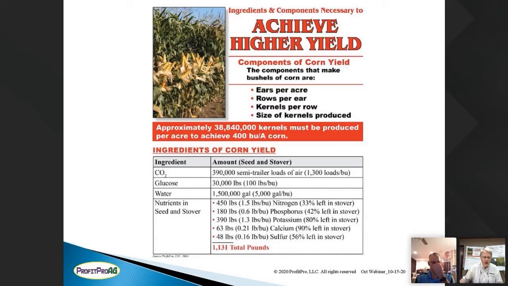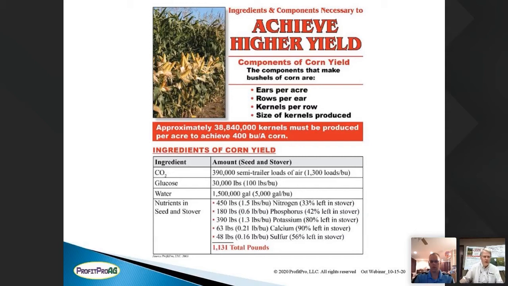It takes about 5,000 gallons of water per bushel. Think about that. But if your soils are balanced and you have good biodiversity and good bioactive carbon, you can drop that down to 3,500 or maybe even a little lower, because you're going to be a more efficient plant. It shows you need about 1,100 pounds of total nutrients: NPK, calcium and sulfur.